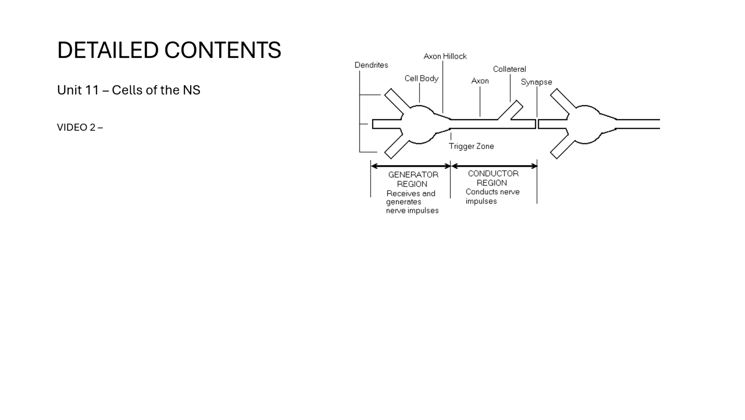Video 2 in Unit 11 includes part of Part C, the neuron. This deals with the structure and the nerve impulse. Video 3 includes the rest of Part C, the neuron. We'll look at some detail of the synapse.